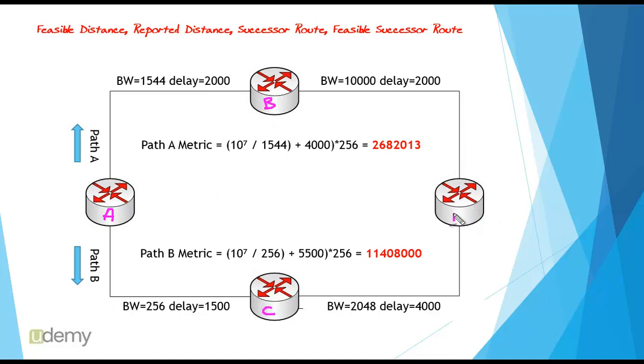and this one D. Now, router A has two paths, path A and path B, to reach router D. This information is gained from EIGRP update messages. Now it's time for calculating the metrics.